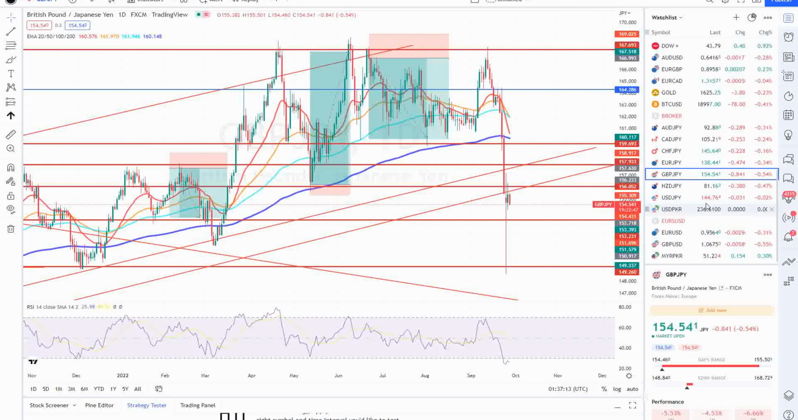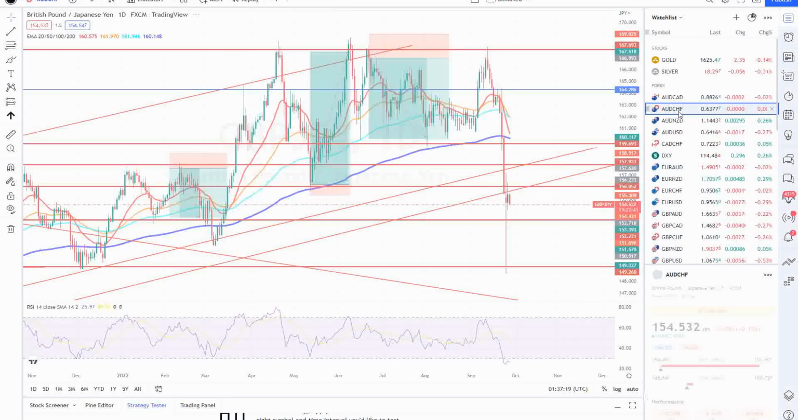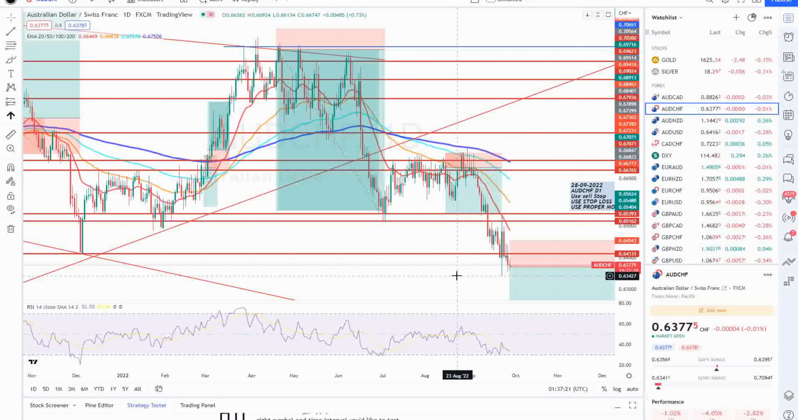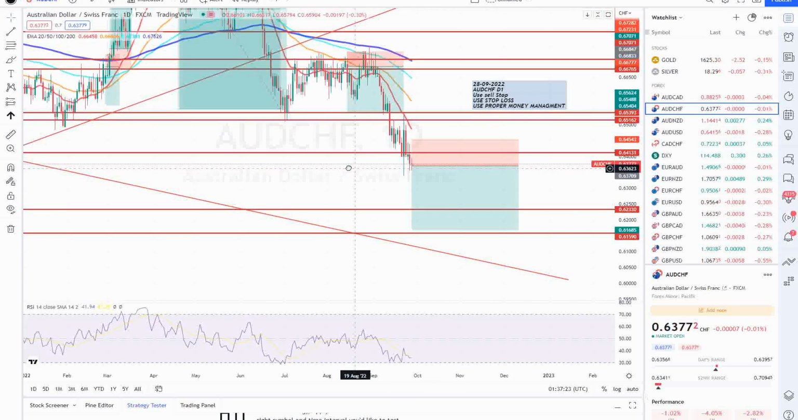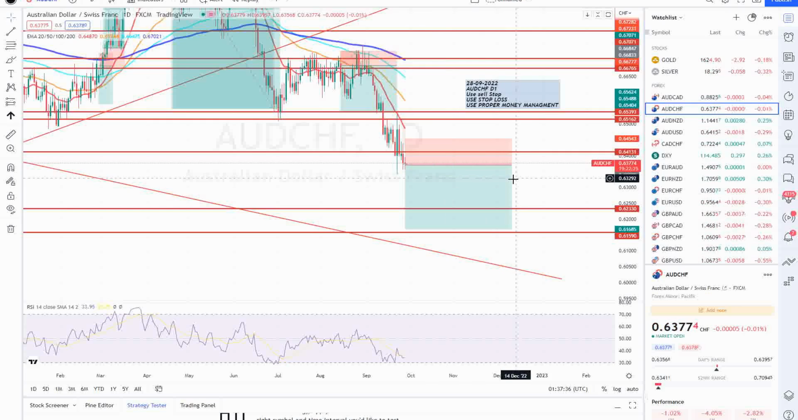I just want to mention specifically that Australian dollar CHF is a potential opportunity for the future. I use a sell stop. I'm still not entering into the market, not yet. The ratio is 1:2.4, I think, which is very good, and hopefully it will touch our take profit soon.